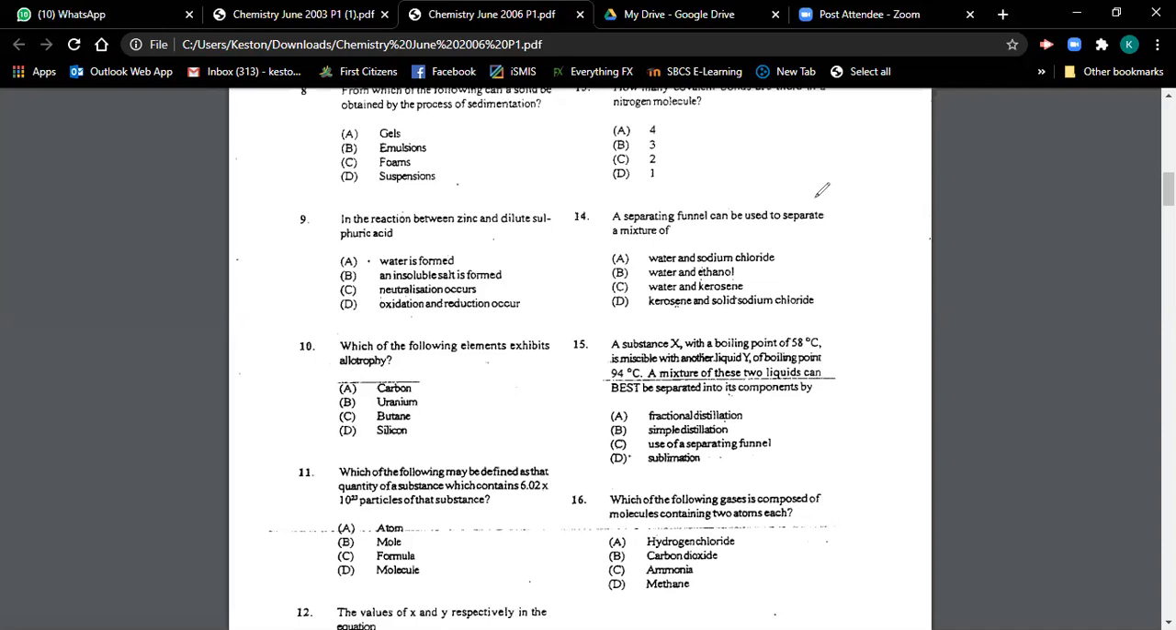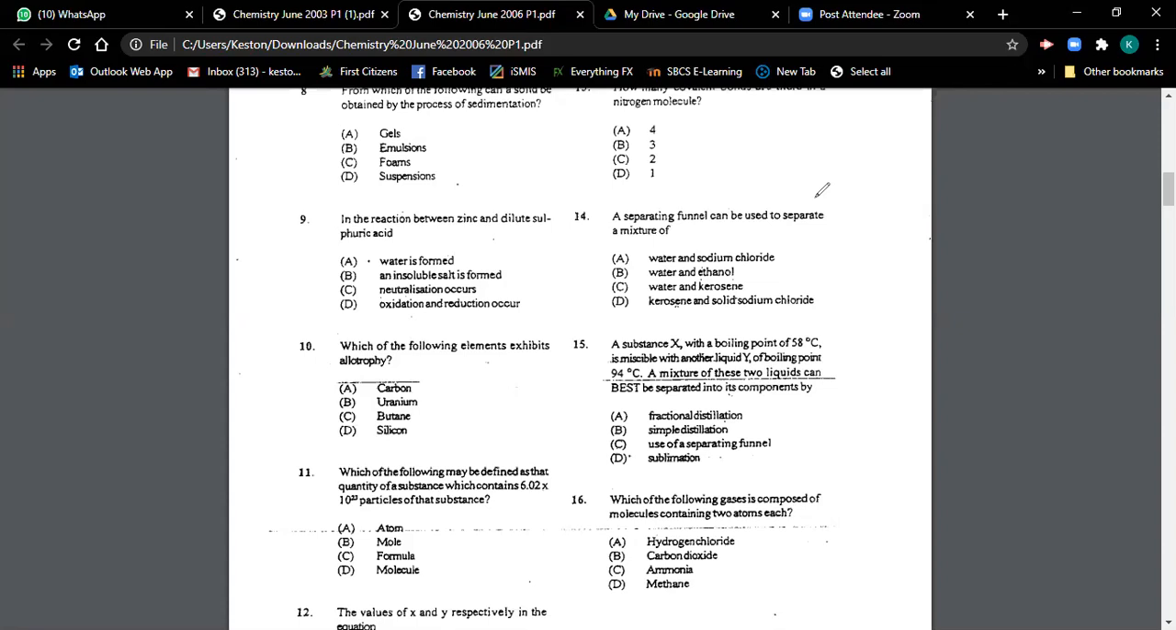fractional distillation. I don't know, I find it relatively far, it's not very close. So I mean, simple distillation I think should work for this. You usually do the fractional if they're close. But 58 degrees is a far cry from 94. By the time you get to 58 degrees, X would already start to evaporate.